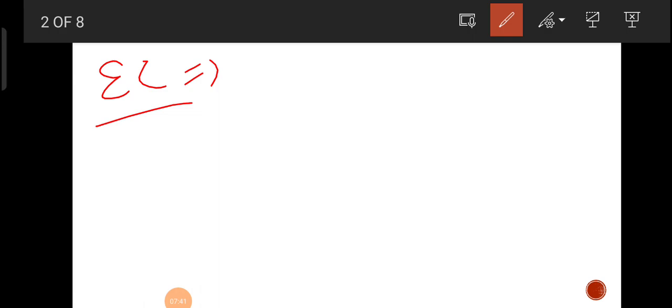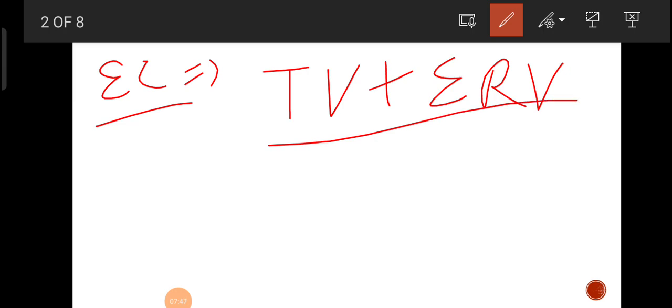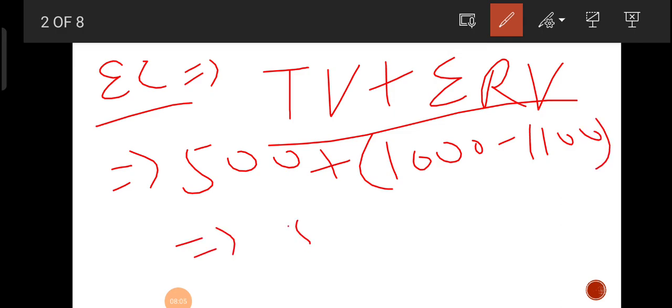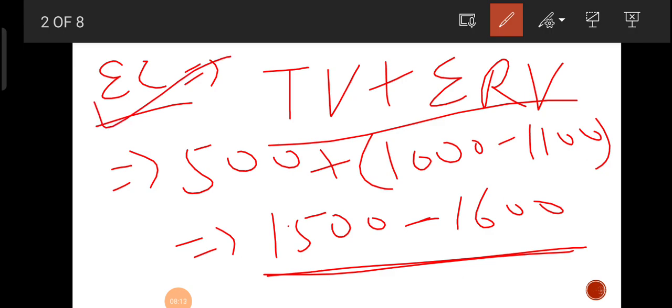Expiratory capacity is equal to the tidal volume plus expiratory reserve volume. Again, you can calculate: 500 ml plus the expiratory reserve volume, which is 1000 to 1100 ml. So you can write it as 1500 ml to 1600 ml. Sometimes this question is asked: what is the value of expiratory capacity? So the range you have to remember is 1500 to 1600.